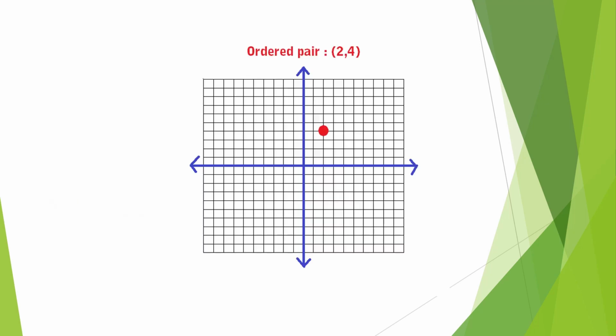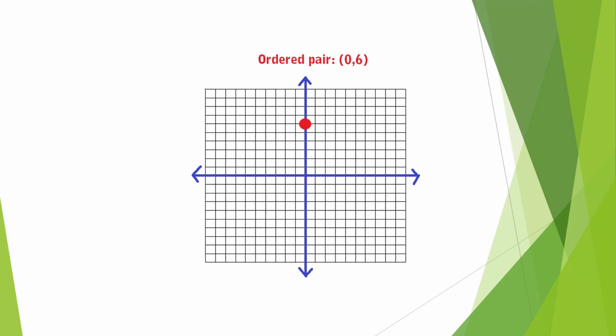First ordered pair is 2 and 4. So you have a positive abscissa and a positive ordinate. That means this ordered pair is on quadrant number 1. You have 2 units to the right for the value of x and 4 units going up for the value of y. So this is the ordered pair 2 and 4. Its point is on quadrant number 1.